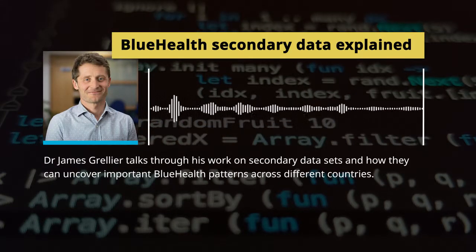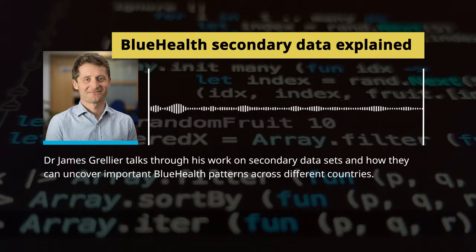Secondary data basically means data that's already been produced. So with primary data, we commission a survey, we administer that online like the BlueHealth International Survey. That's all original primary data that we're collecting. Secondary data means that somebody else has been collecting routine data for another purpose, but we can basically take advantage of the fact that that's been done.